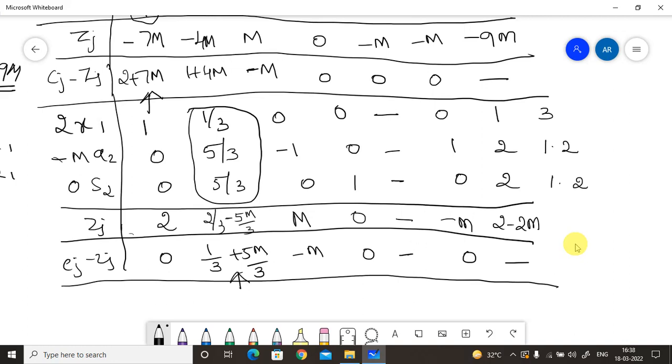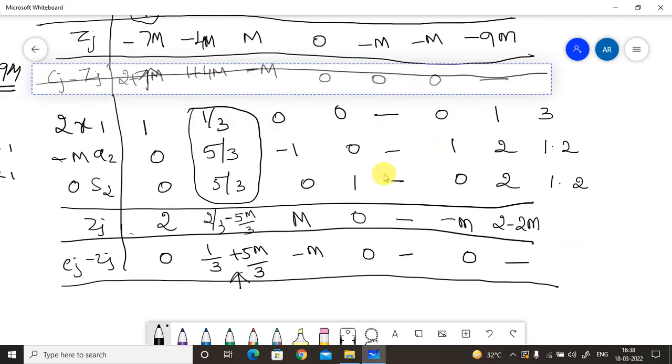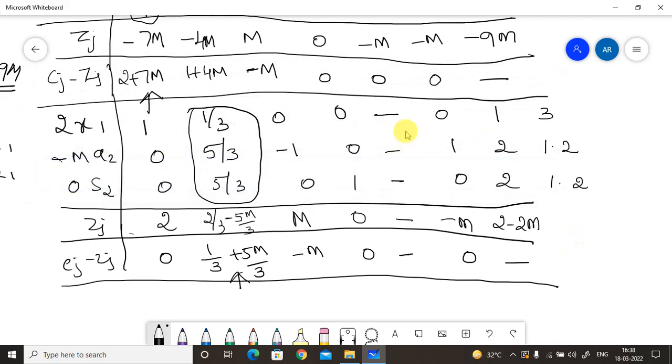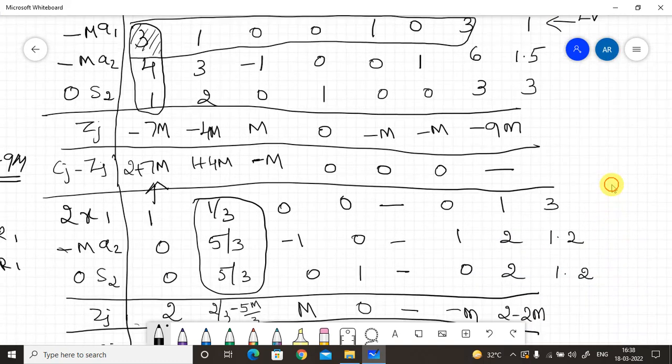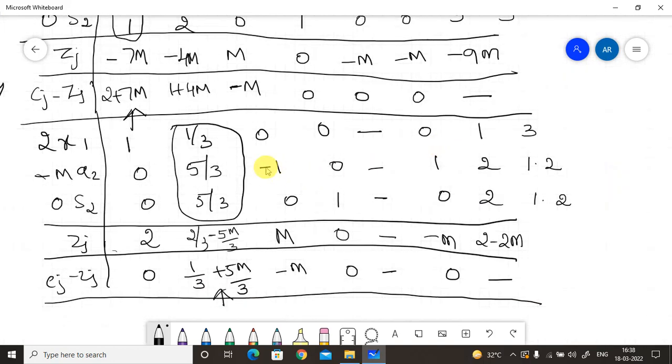Now as you can see, there is a tie between these two values, 1.2 and 1.2. I already told you in my earlier lecture that whenever you get a tie, you have to divide with the slack variables. So what is the slack variable here? The third column is a slack variable, so we have to consider only this one.